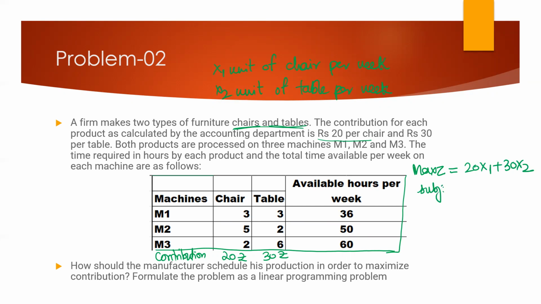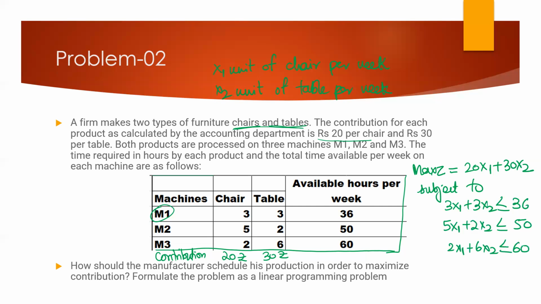Subject to constraints. What all constraints will I face? The first constraint is on machine M1. I cannot use M1 more than 36 hours in a week, so I'll write 3x1 plus 3x2 less than or equal to 36. Second constraint: 5x1 plus 2x2 less than or equal to 50. Third constraint: 2x1 plus 6x2 less than or equal to 60. Whatever x1, x2 are, they should be greater than or equal to 0.